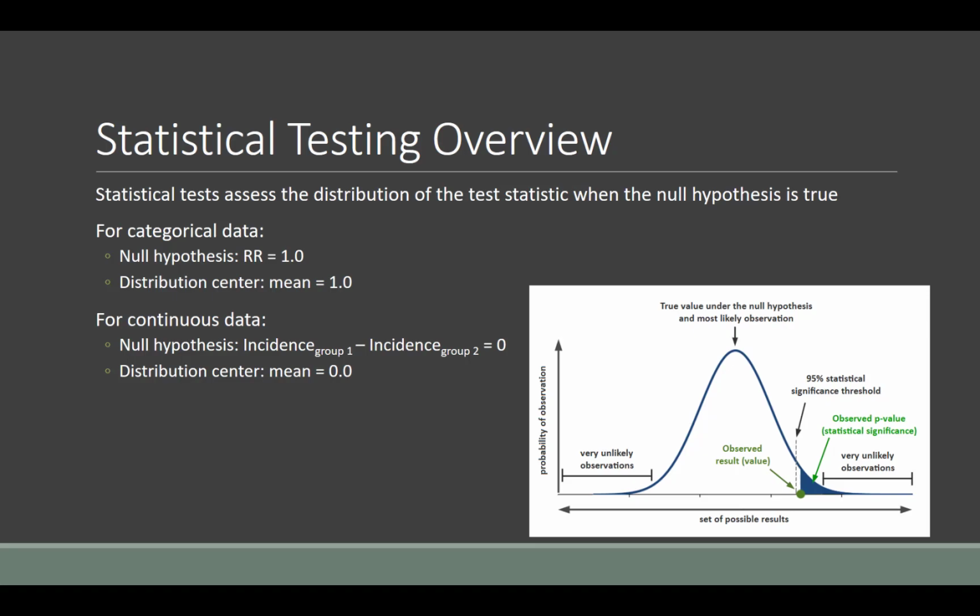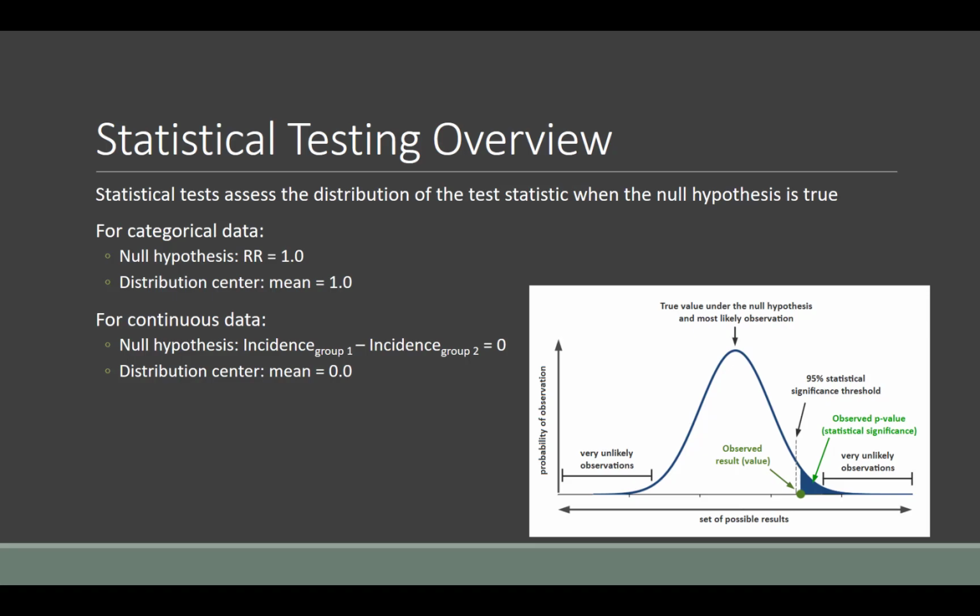When we're performing a statistical test, we're trying to get all the results of our study down to a single number. What the tests are doing in essence is assessing the distribution of the test statistic when the null hypothesis is true. Again, this test statistic will vary based on the test, but for categorical data, the null hypothesis is going to be a relative risk of 1.0. So we're essentially getting all of our results down to a single estimate or result, which is risk, which is then generated into a specific test statistic based on whatever test we use.